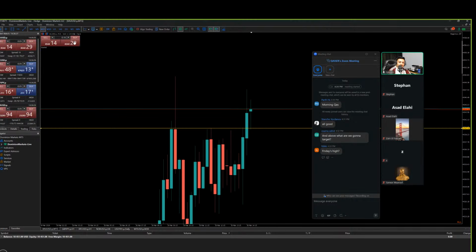Okay, so yeah, it's again rejected from that area. Look at this one, how it is rejecting. Pushing, coming back, pushing. I think the 5 minute already closed now.